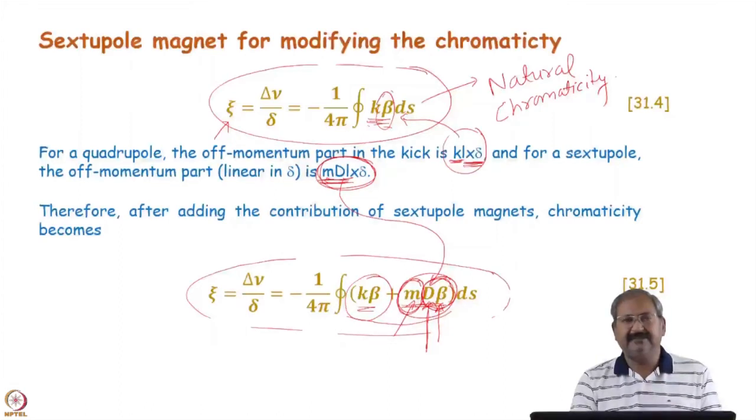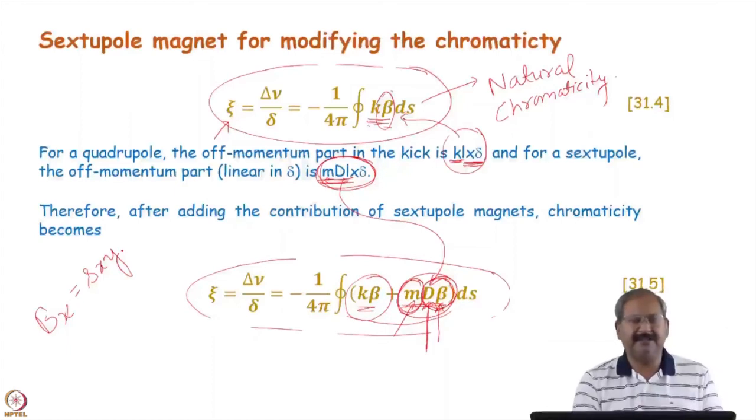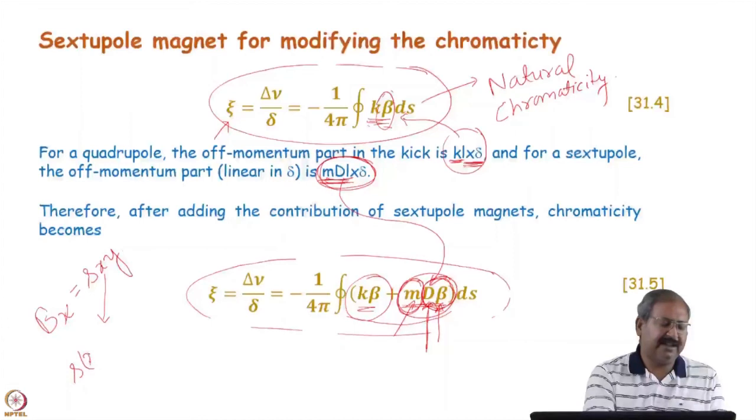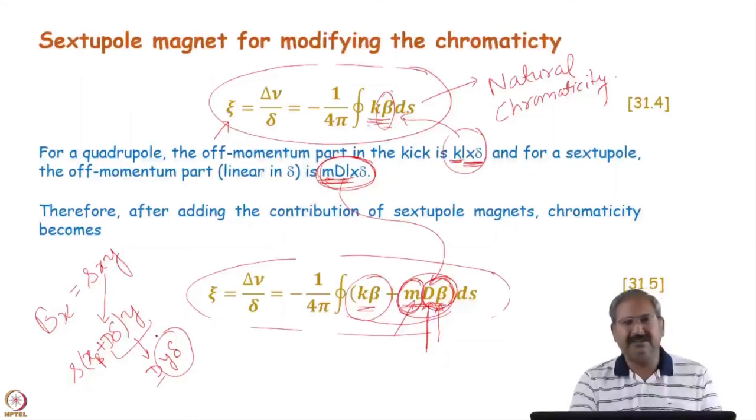Now one question can arise here. If in the vertical plane there is no dispersion, then how can the sextupole magnets correct the vertical chromaticity? The answer is that you have B_x equal to S x y for the sextupole magnets, and if you put x as x betatron plus D delta, you will have a term D into y delta. So horizontal dispersion can be used for correcting the vertical chromaticity also, and this is only because sextupole magnets generate coupling between these two motions, horizontal and vertical betatron motion. So using that coupling, the horizontal dispersion can also be used to correct the vertical chromaticity in a synchrotron.